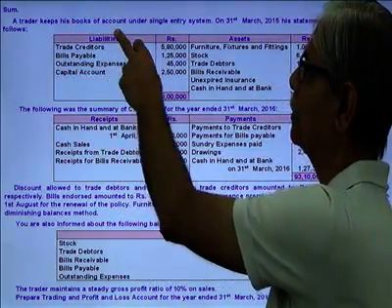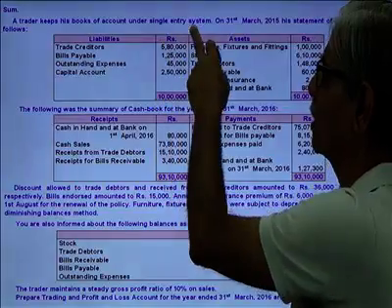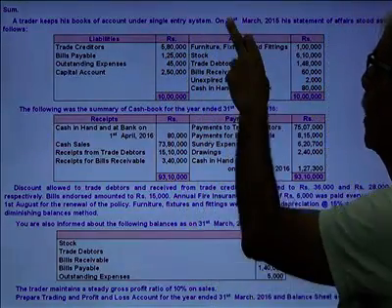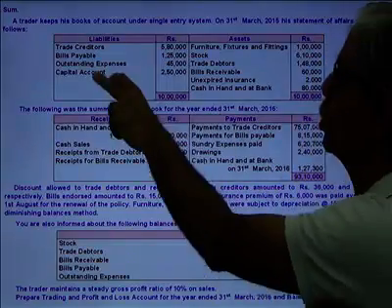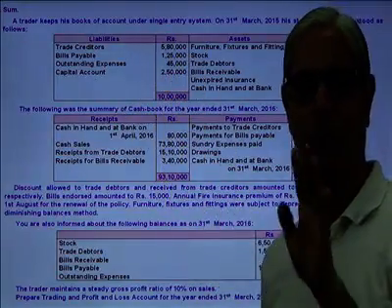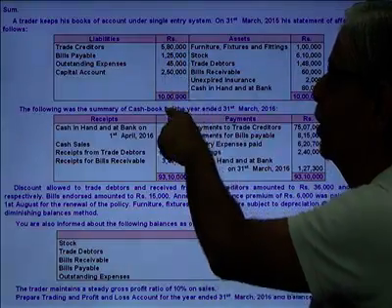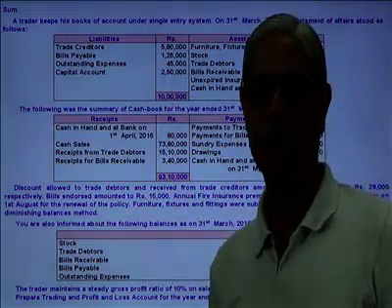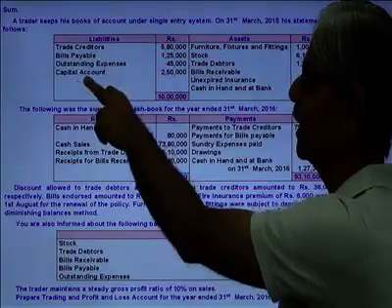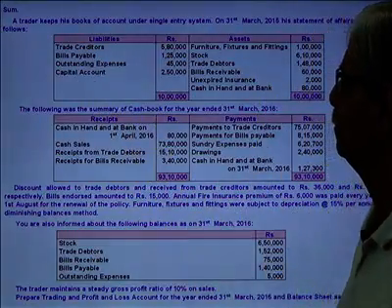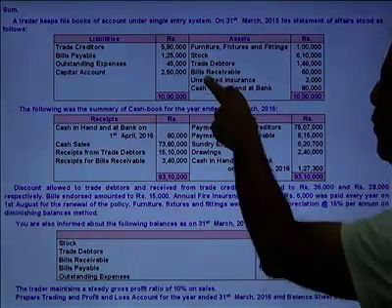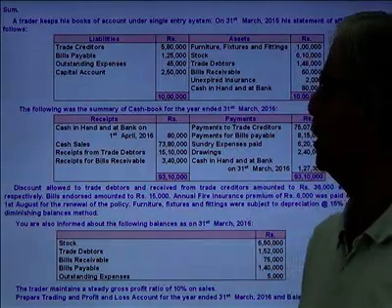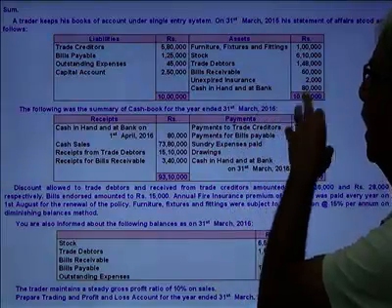A trader keeps his books of accounts under single entry system. On 31st October 2015, his statement of affairs stood as follows. Statement of affairs means opening balance sheet. On liability side, you are given the balance of creditors, bills payable, outstanding expenses, and capital. Assets are furniture, fixture, stock, debtors, bills receivable, unexpired insurance means prepaid insurance, cash in hand, and at bank.